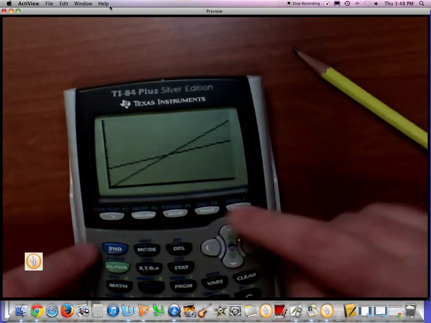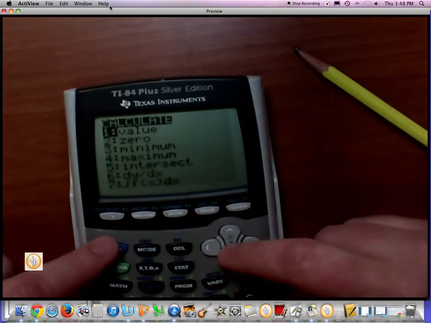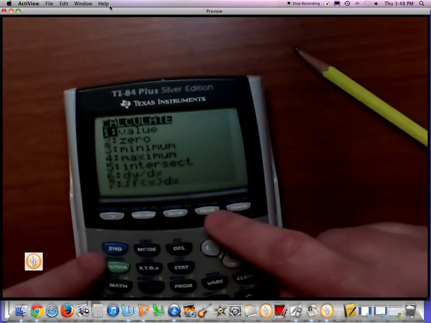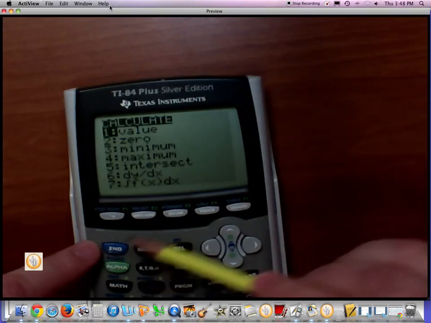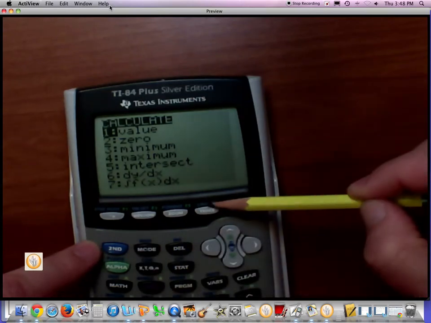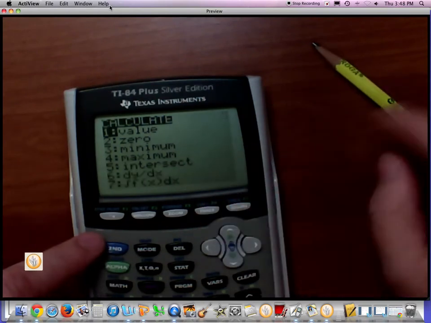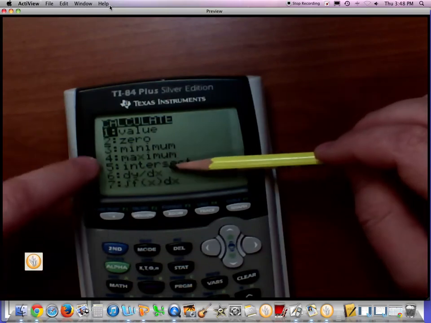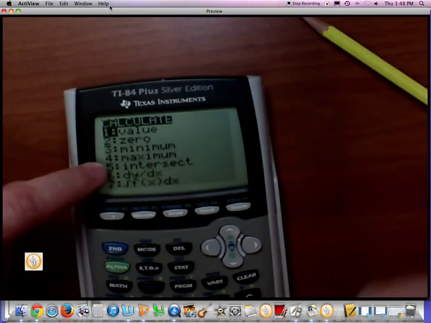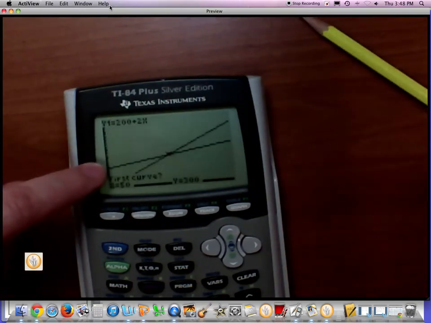Here's the method. What did I press? I pressed second and trace because it gets me that calc button up above. It's either in yellow or blue on your calculator, generally. So you go second, trace. It gets a screen like this. I see intersect, which is number 5. The fastest way, press number 5.